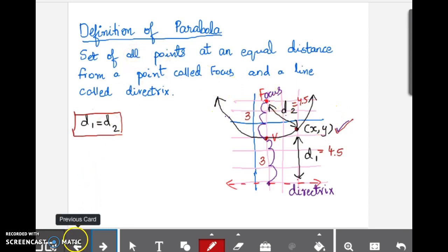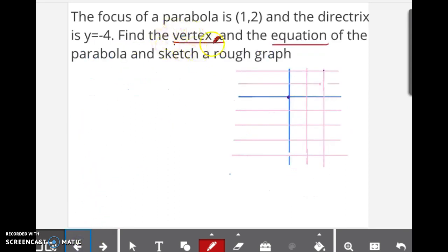So having said that, let's go back to the first part of the question where we have to find the vertex. Let's plot the focus first. The focus of this parabola is given to be (1, 2). That's my x-axis and that's my y-axis. So (1, 2) will be right here. This is where my focus is. And the directrix is the line y equals -4. So that's -1, -2, -3, -4, right there, my last line over here. That is my line y equals -4.